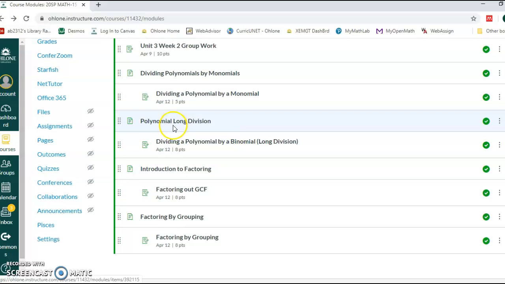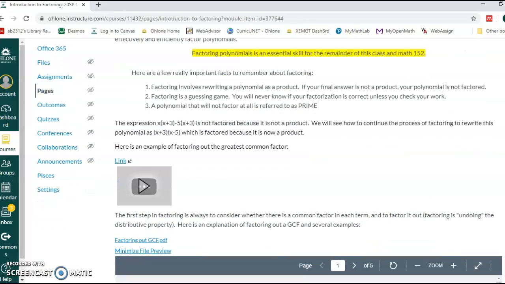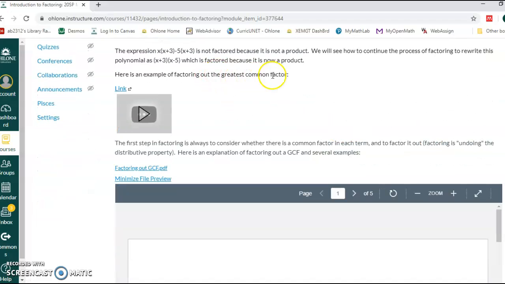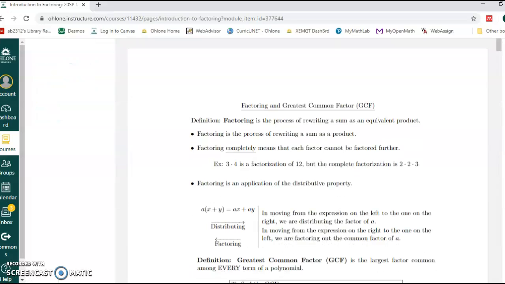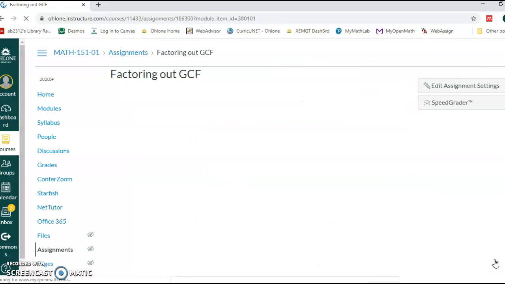Once you're done with the polynomial long division, you're going to move on into an introduction of just what factoring is, which is probably the first step in learning the process, to understand what it is that you're being asked to do. Factoring is a process of rewriting a polynomial as a product. And you've seen factoring before when you did prime factorization. Now we're looking at how to factor polynomials. And that will start with this idea of factoring out the greatest common factor, or the GCF, and learning how to go through that process. So, make sure you take some time to look at those.